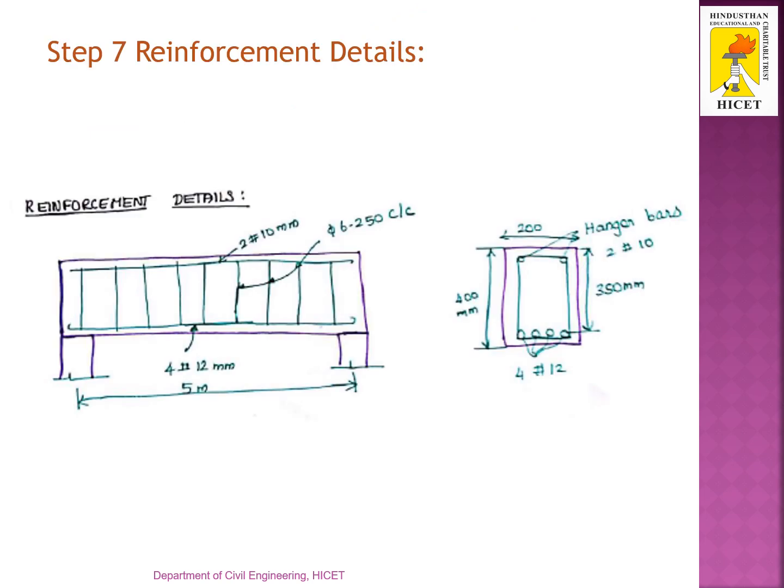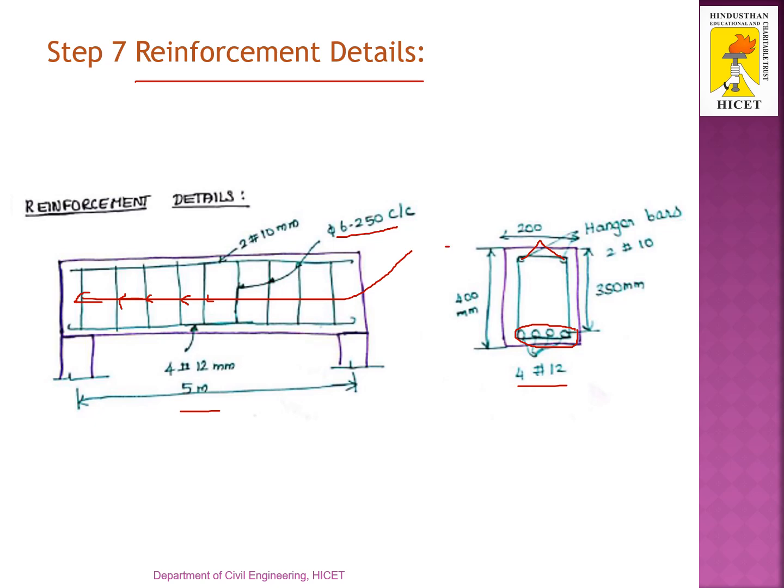Next we have to draw the reinforcement details based on the results we arrived at. Our effective span is equal to 5 meter. At the tension zone, we have to provide 4 numbers of 12 mm dia bars. Then at the top of the compression side, we have to provide 2 numbers of 10 mm dia as hanger bars. Then we have to provide the secondary reinforcement, that is the shear reinforcement, 6 mm dia at 250 mm center to center distance.